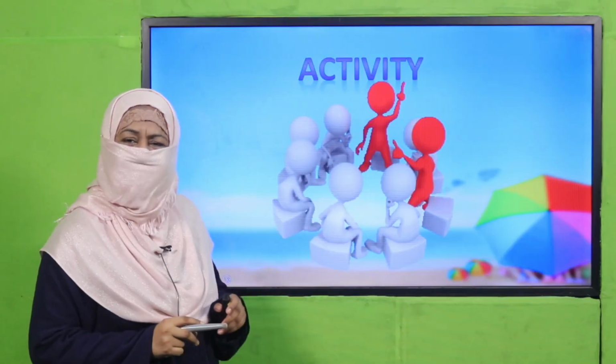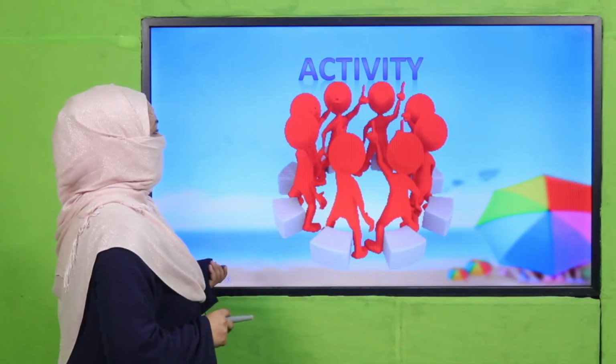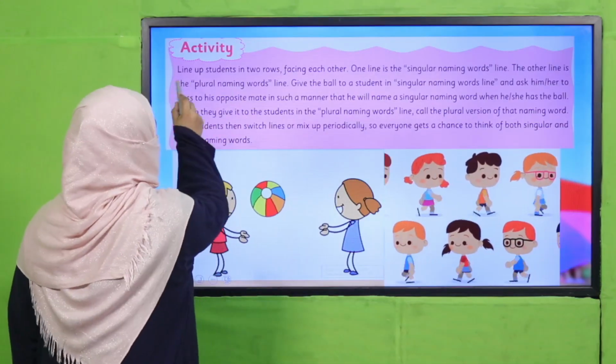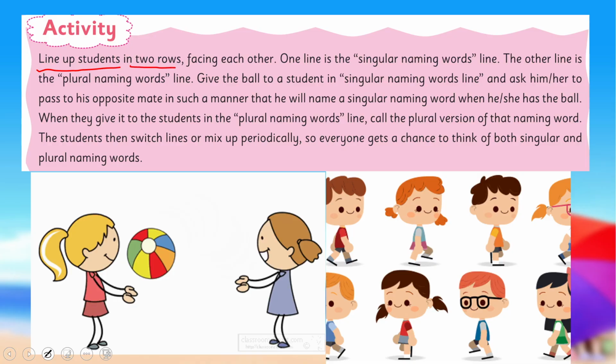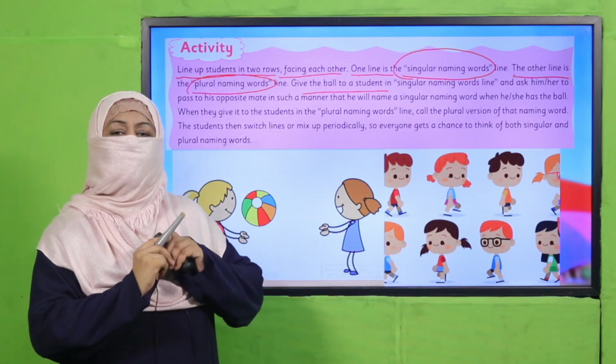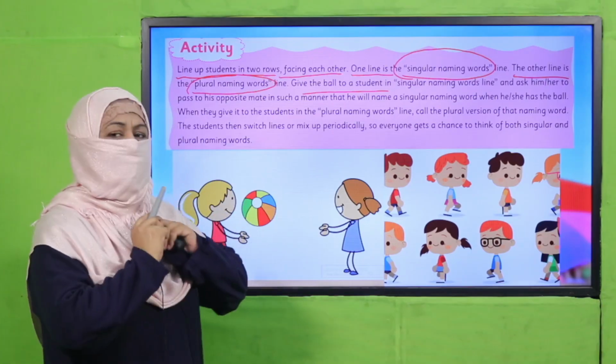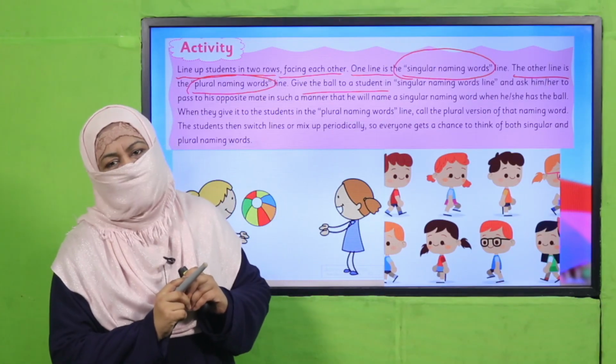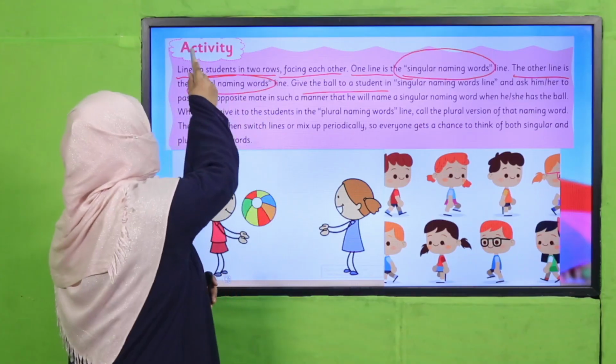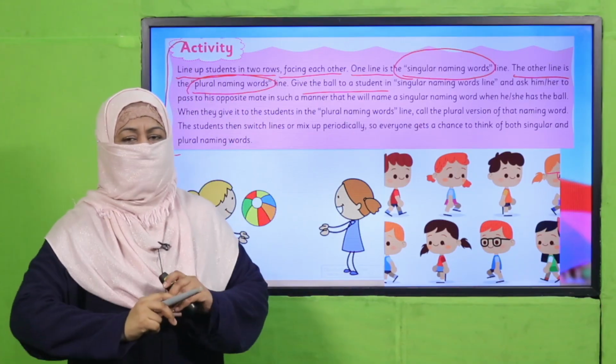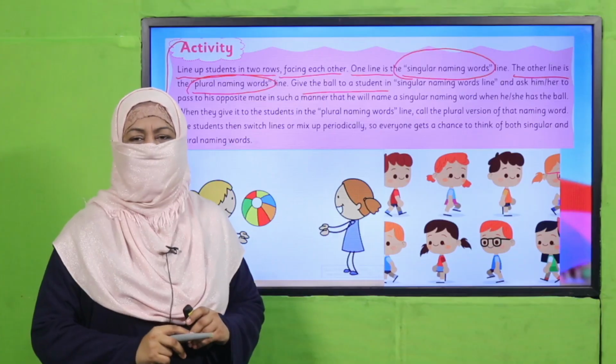So let's practice it through an activity. How are we going to do it? This is what the activity is. Your teacher will line you up in two rows facing each other. One line is singular naming words and the other line is plural naming words. Your teacher will give you a ball and you will keep passing the ball. One will say a singular naming word, and throw the ball to the other student, and the other student will say the plural of the same naming word. The details of this activity are there in your book as well. So pause the video, enjoy this activity and then come back.